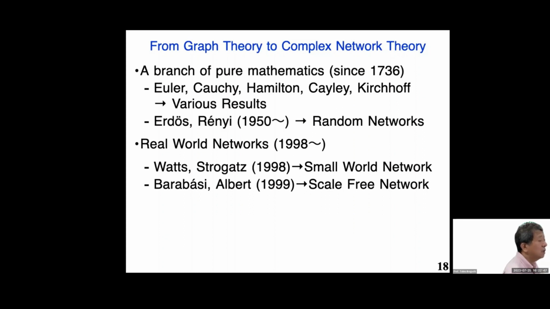These were started by the following two famous studies. The first one is the Watts-Strogatz work on the small world network. And the second one is Barabási and Albert's work on the scale-free network. From the next slide, I will briefly explain how these two networks, the small world network and the scale-free network, are characterized.